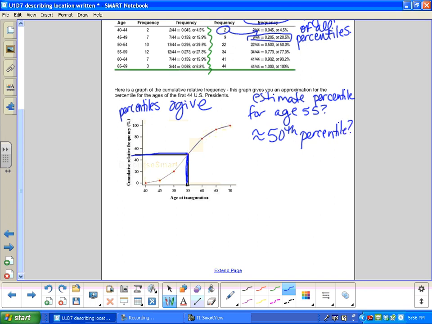Now you can also read this backwards. You can also say, hey, what is the age for the 75th percentile?